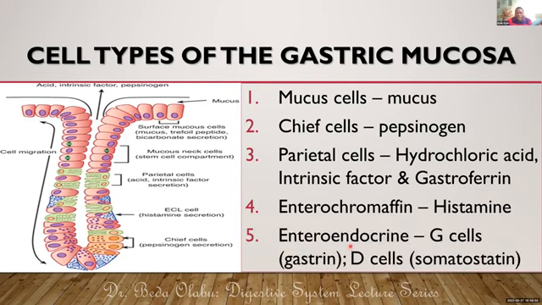We have the enteroendocrine cells. You can call them neuroendocrine cells. The enteroendocrine cells produce hormonal substances. We name them according to the type of hormone they produce. The G cells produce gastrin, the D cells produce somatostatin. So these are the cells which are found in the gastric mucosa.